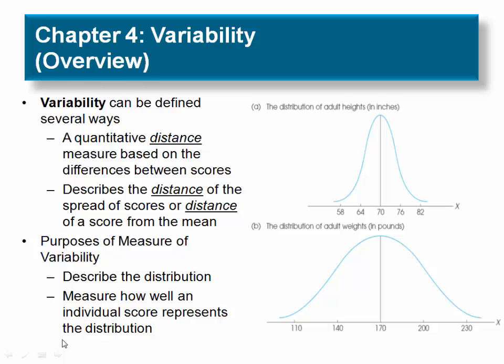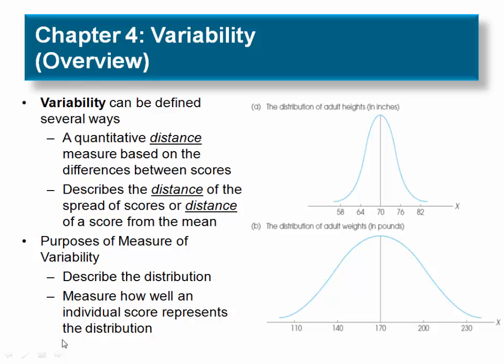The figures on this slide are taken from Figure 4.1 on page 90 in your text and show you two examples of how a data set can differ with respect to how variable the scores are. The figures show a population distribution of adult heights and adult weights. As you can see from the figures, there is much greater variability in adult weights than adult heights.